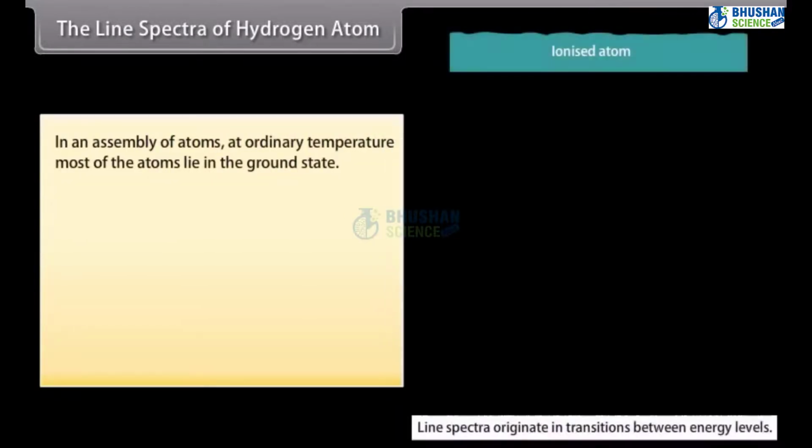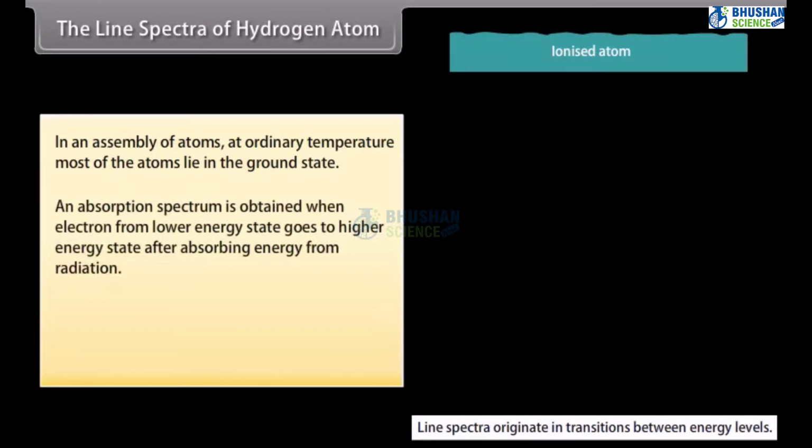The line spectra of hydrogen atom. In an assembly of atoms at ordinary temperature, most of the atoms lie in the ground state. If white light is passed through such an assembly of hydrogen atoms, the transmitted light will not have radiations of various wavelengths. It is the absorption spectrum of hydrogen corresponding to Lyman series. An absorption spectrum is obtained when electron from lower energy state goes to higher energy state after absorbing energy from radiation. The frequency of absorbed radiation is given by h nu equals E high minus E low.